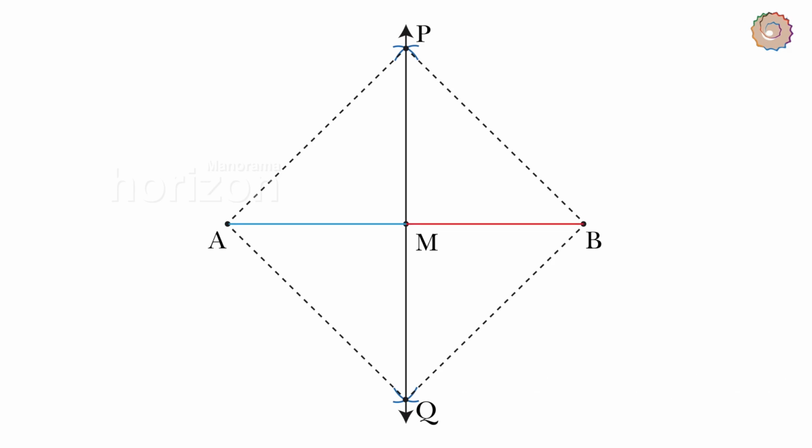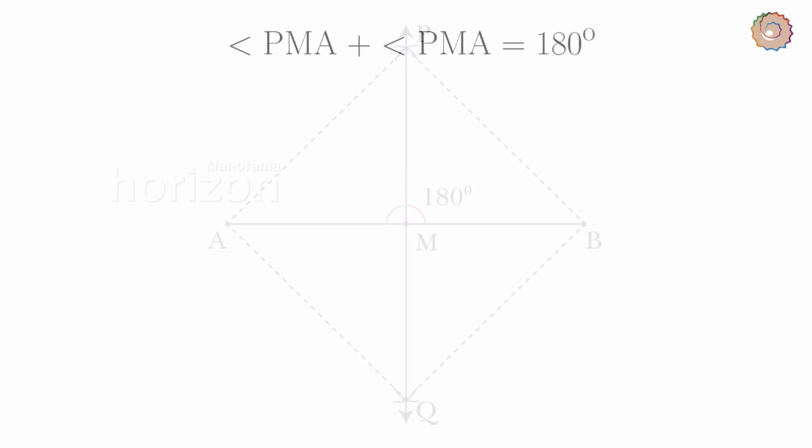Also, AM is equal to BM by CPCT. Also, angle PMA will be equal to angle PMB by CPCT. Mark it as equation number 2. Now, angle PMA plus angle PMB equal to 180 degree. Therefore, the linear pair axiom. Again, angle PMA plus angle PMA equal to 180 degree from equation number 2.